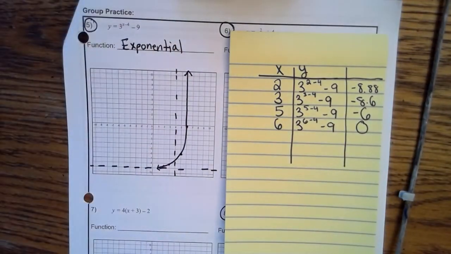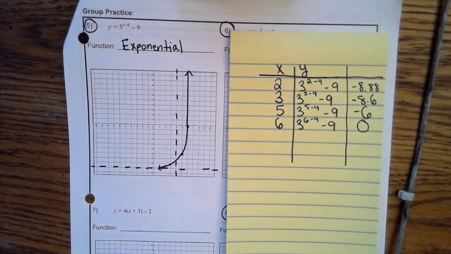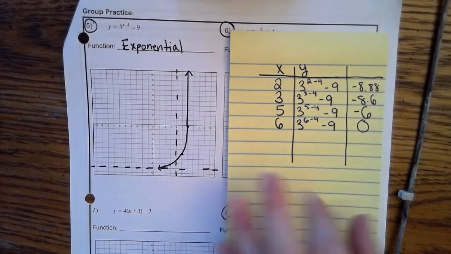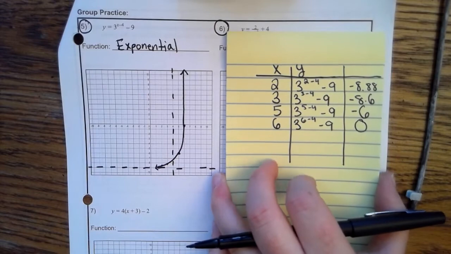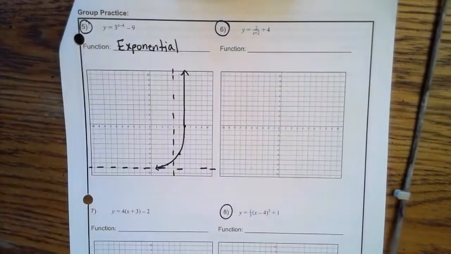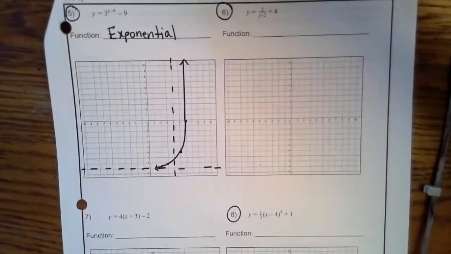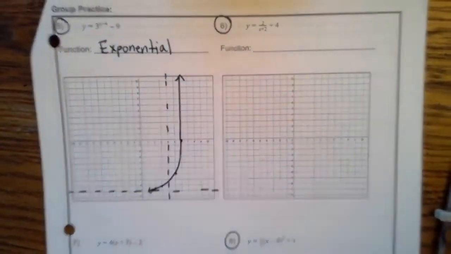I have a lot of students who are like, I just want to make a table for everything. It's so much more organized and easier. Go for it. Totally fine. Okay, pause here if you want to look over this. Okay, let's move on to number 6. And then we'll do number 8.